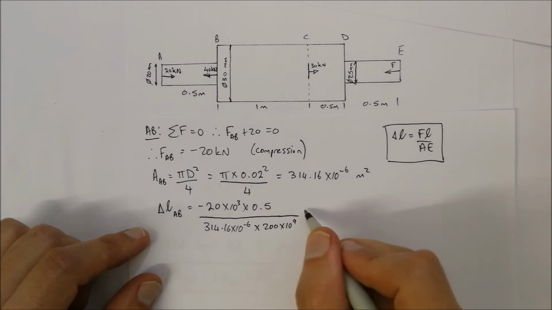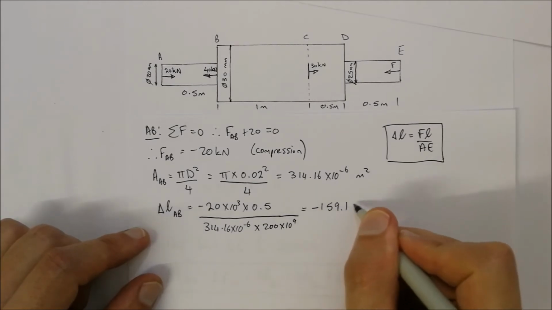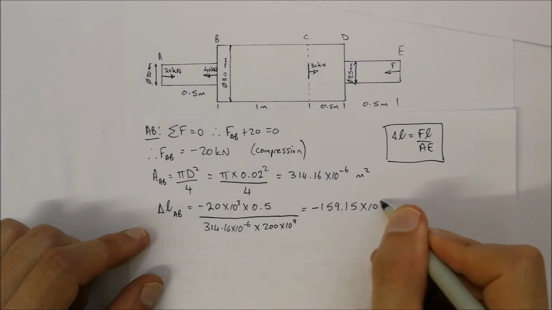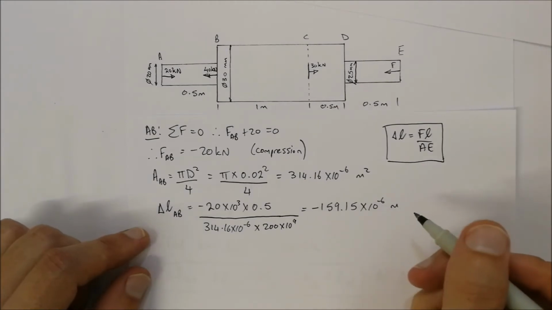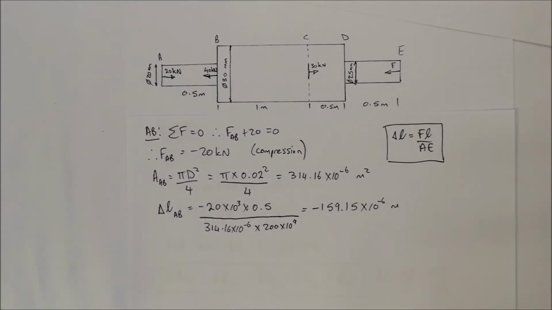Do this calculation and we get an answer of negative 159.15 times 10 to the minus 6 meters. That's going to be the change in length. Now, because it's negative, it's telling us that there's some compression happening. So that's the reason we get that specific answer.